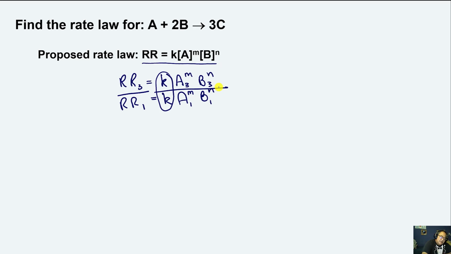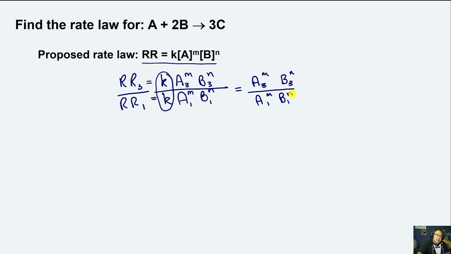And I have to show you some other math tricks as well. But we can divide that out. And so this is going to be equal to a3 to the m, b3 to the n, divided by a1 to the m and b1 to the n, like that.